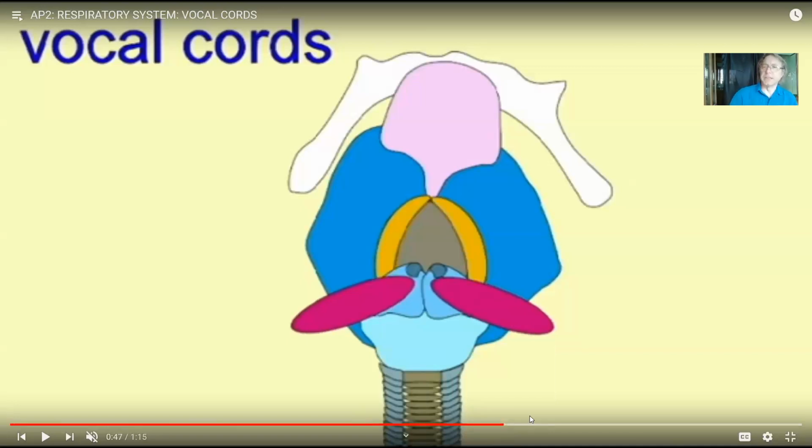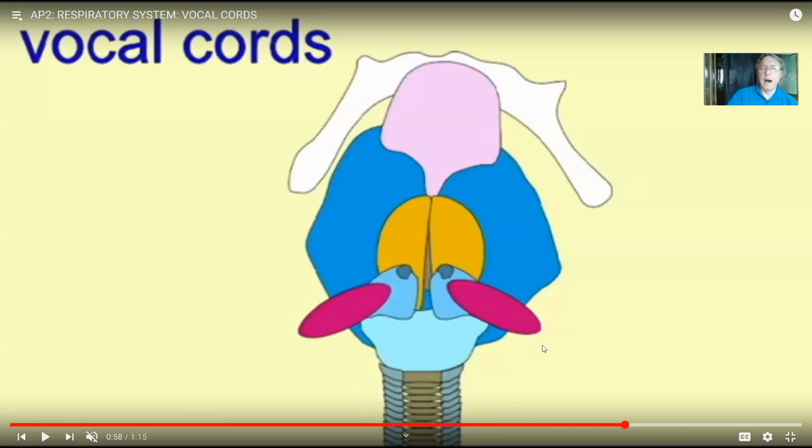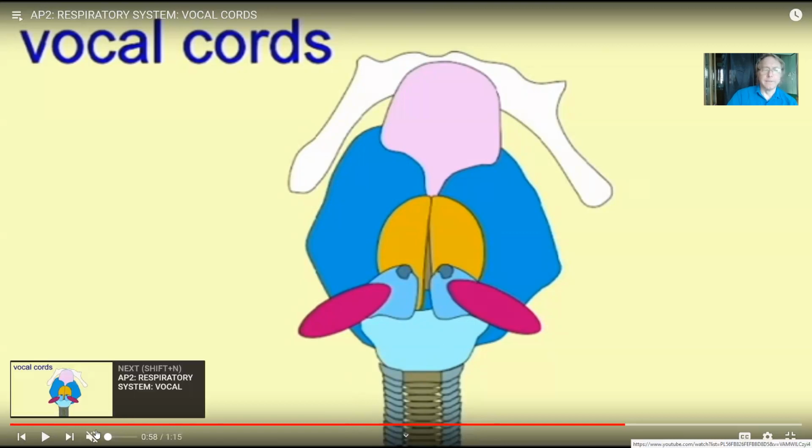Volume of sound, say a soft sound versus a loud sound, is controlled by how much air passes. If we force a little air past the vocal cords, that makes a soft sound. A lot of air going past the vocal cords, that makes a loud sound. And so that's how we determine volume. The way that we determine pitch is by how much tension we put on these vocal cords.